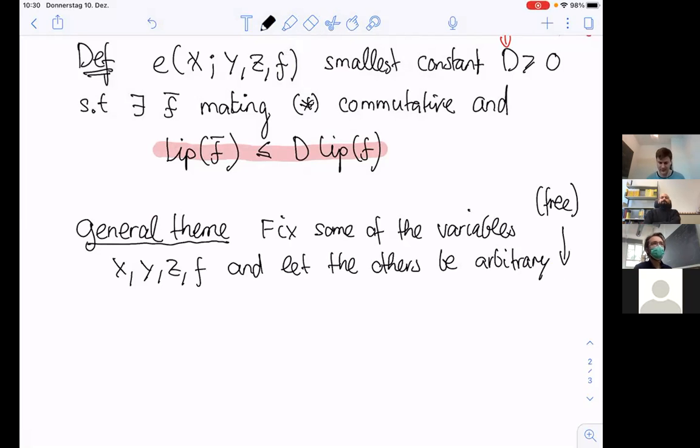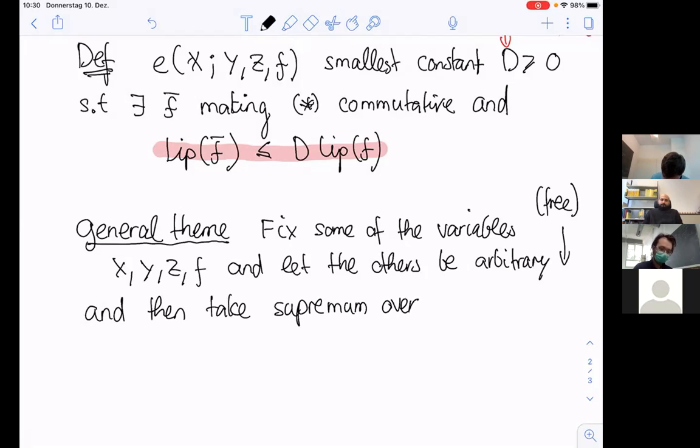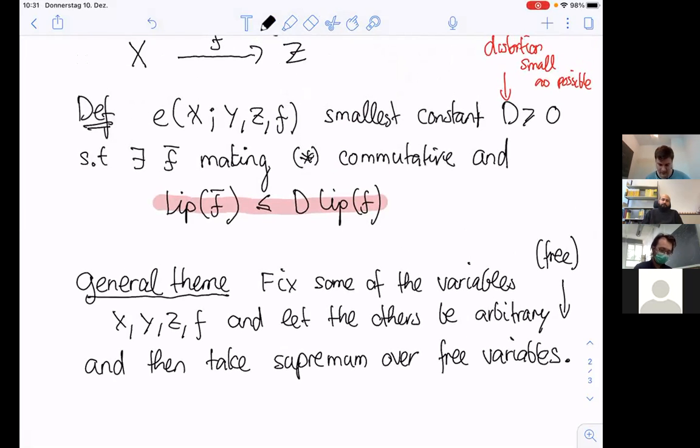And once we have this, so we fix some variables and let the others be arbitrary, and then we take the supremum over the free variables. So yeah, that's to keep in mind. So basically, we have the input, and we decide to fix some of it, and the other thing will be arbitrary.